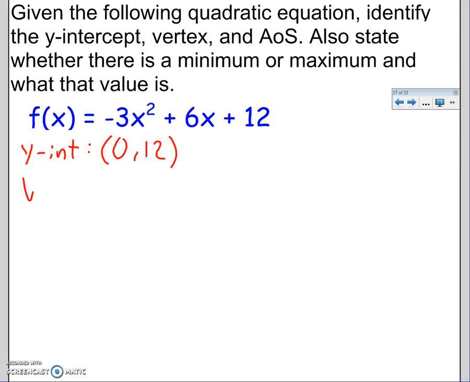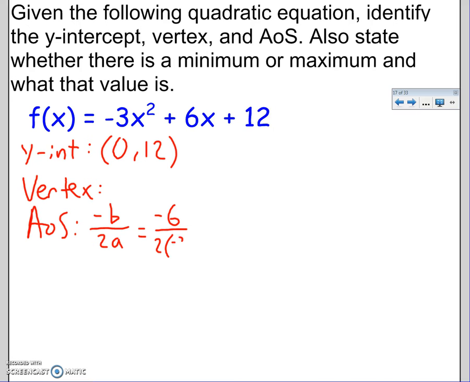The vertex and axis of symmetry are related. The axis of symmetry formula is on the formula chart. It says negative b over 2a. So negative b is negative 6 over 2 times a. A is negative 3. Negative 6 over negative 6 gives me positive 1. The axis of symmetry is the x part of the vertex. To find the y part, you just have to plug it in.